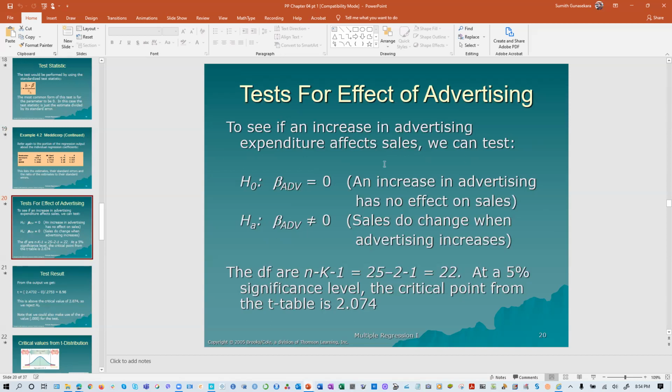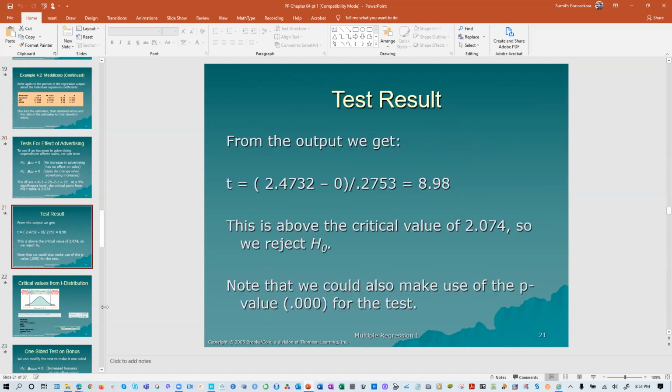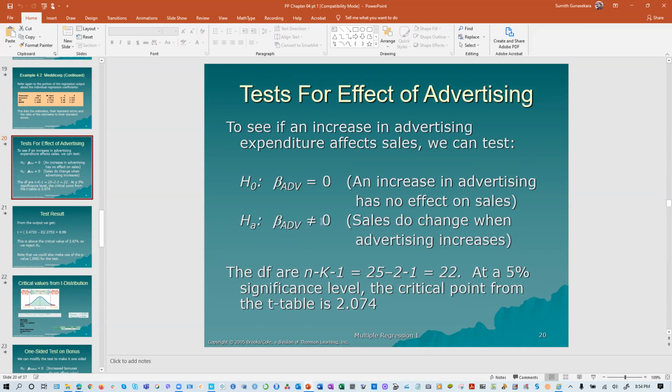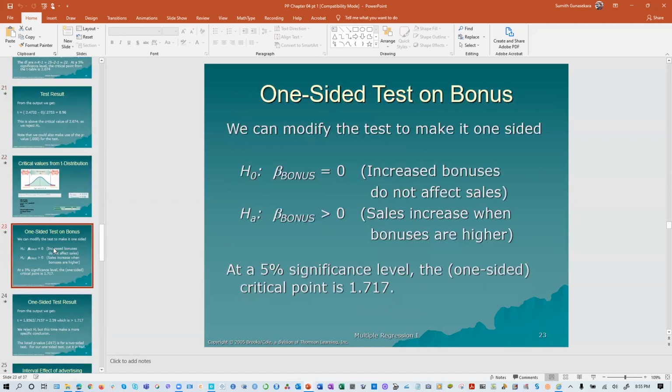So this test we ran too, we saw that individual test. You can remember that one. Same way you can talk about the bonuses too. An increase in bonuses has no effect on sales. Sales do not change when bonuses increase. See? Beta 1 and beta 2. Here you can say beta ad equals 0. This one you can easily get done by the table. You don't have to do it by hand.